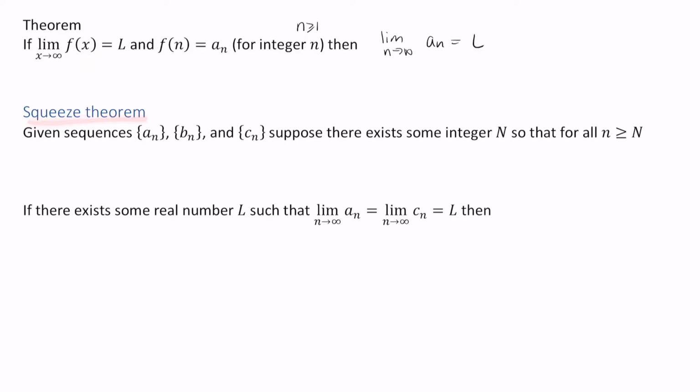Next, we have the squeeze theorem, and this is also very similar to what you remember from Calc 1, from the previous semester of calculus. Given these sequences A, B, and C, suppose there exists some integer big N, so that for all little n greater than or equal to big N, we have the following inequality. If there exists some real number L, such that the limit of the outer sequences is equal to L, then this sequence converges, and the limit of the sequence as n approaches infinity is equal to L.